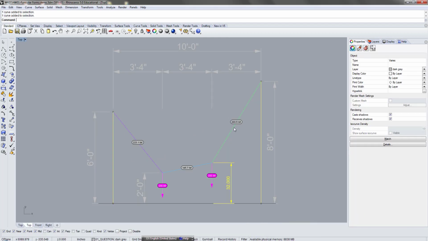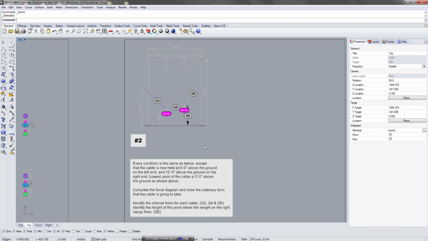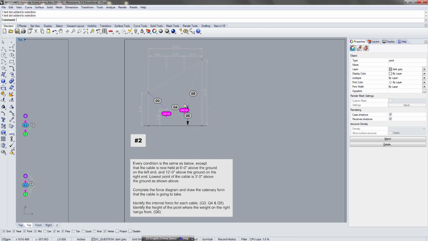So this is the complete diagram of the hanging cable, showing the internal tensile force, applied load, the height of that second point on the right, which is 32 inches above, and so on and so forth. For the homework questions, you should be able to apply the same exact method and identify the internal forces for Q3, Q4, Q5, as well as the height of the point on the second load.